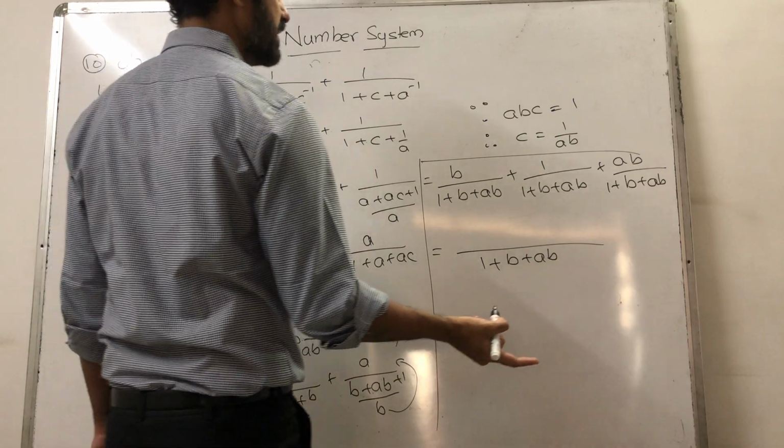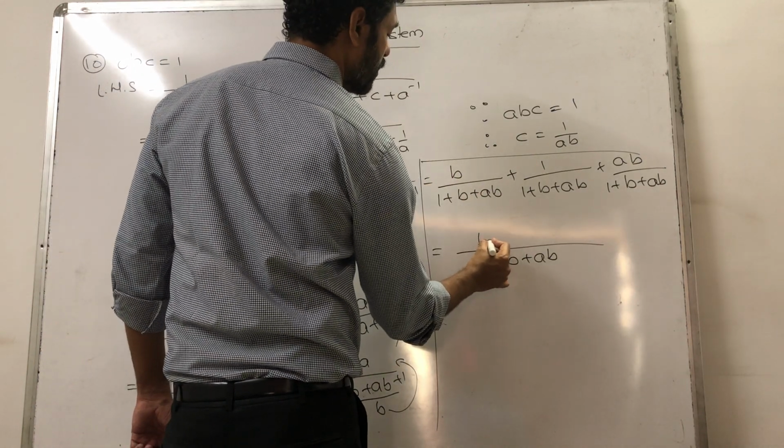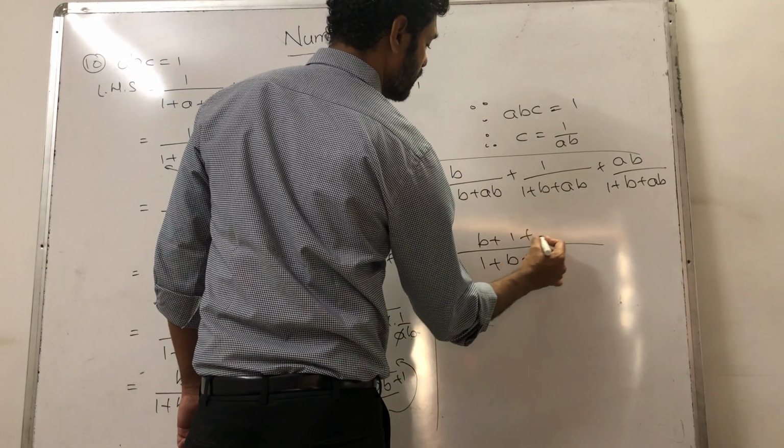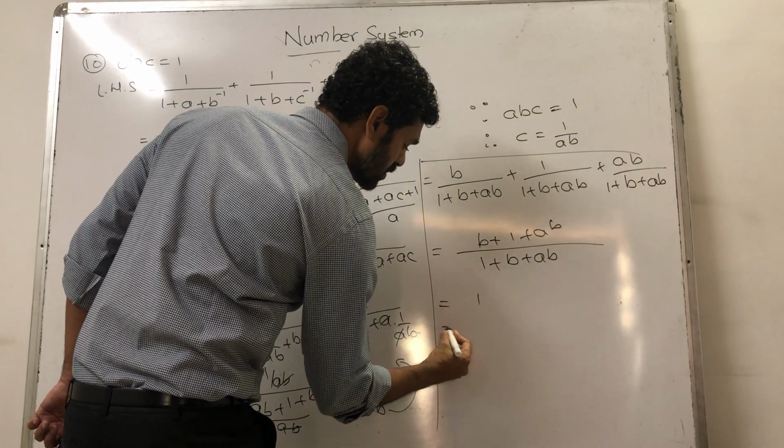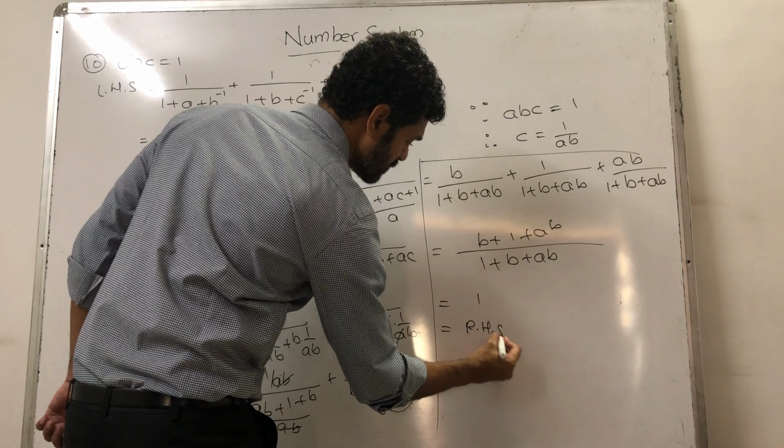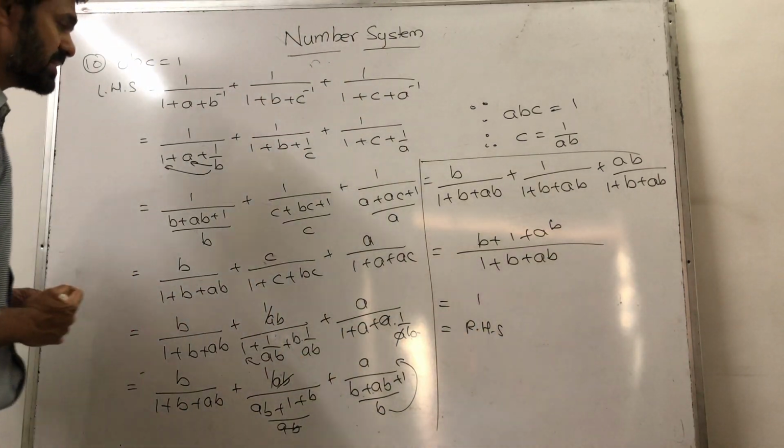So you don't multiply anything to the numerator. What do you have here? B plus 1 plus AB. You notice that the numerator and denominator are the same. So it gets cancelled. The value is 1, which is your RHS.